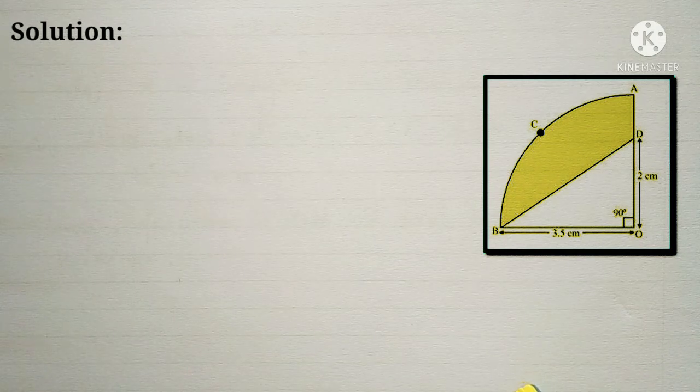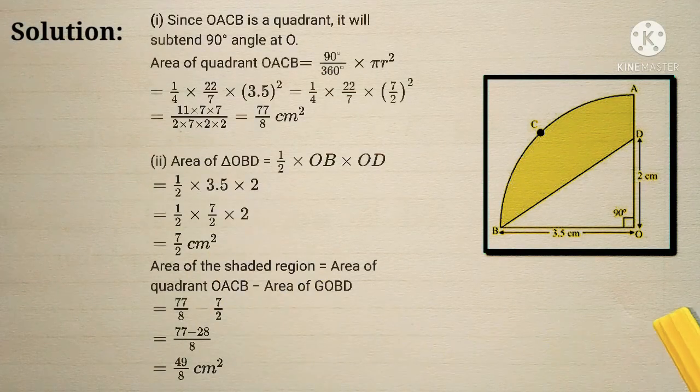So easily we can find the area of the quadrant using the sector formula, and the sector formula is theta by 360 into pi r square. So we write area of quadrant OACB equals theta by 360. Theta is how much here? 90 degrees, because it is a quadrant. So we write 90 by 360 into pi r square.